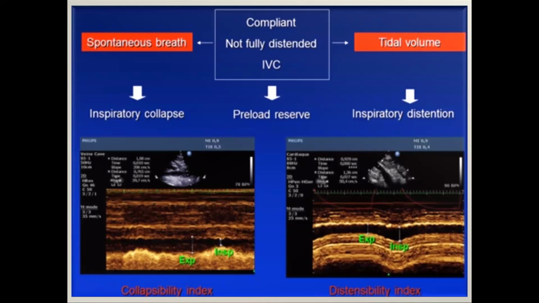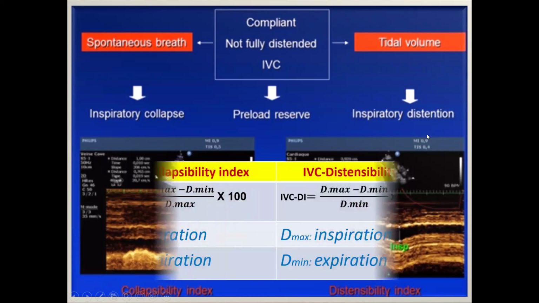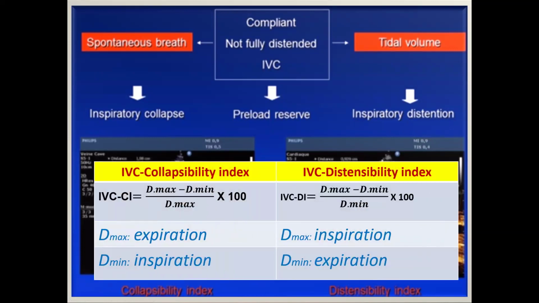Here is a diagram showing the difference between spontaneous breathing and positive pressure ventilation at the same time. As we said here, inspiration will be collapse, expiration will be distend, and there is the opposite in the pressure control. Here is the equation and the difference between them. In the collapsibility index, we divide by the maximum. In the distensibility index, we divide by the minimum or the mean.